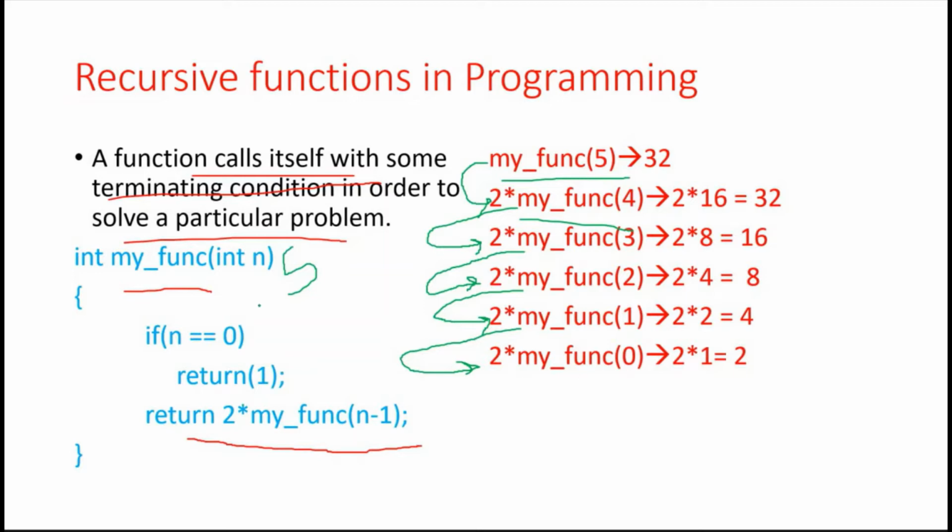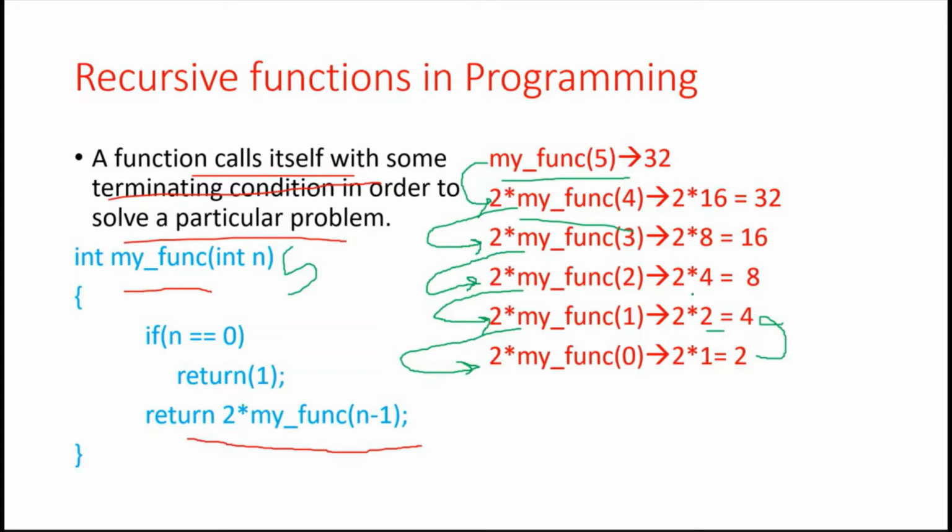Here we reached our terminating condition, that is our base case. When we pass 0 to this function, it will return 1. Here 1 will be returned. 2 into 1 will be 2, and we put here in myfunc(1) this value, meaning 2. We will return to the upper level. Here in this case we are going downward, and now we are going upward.